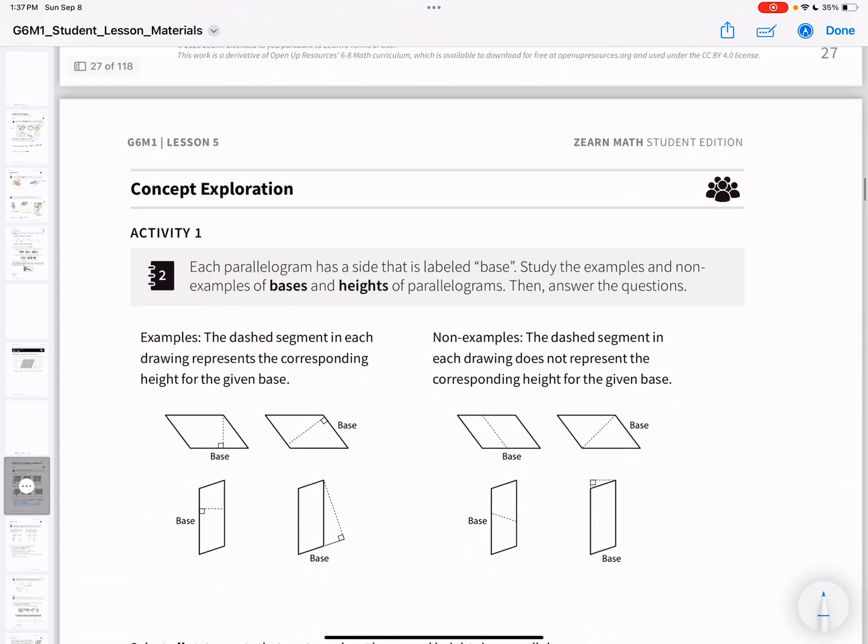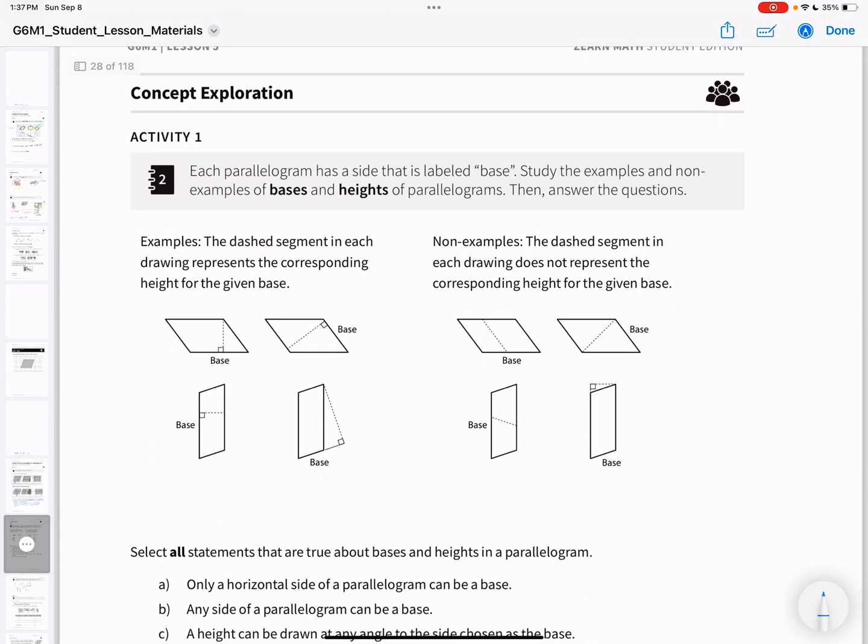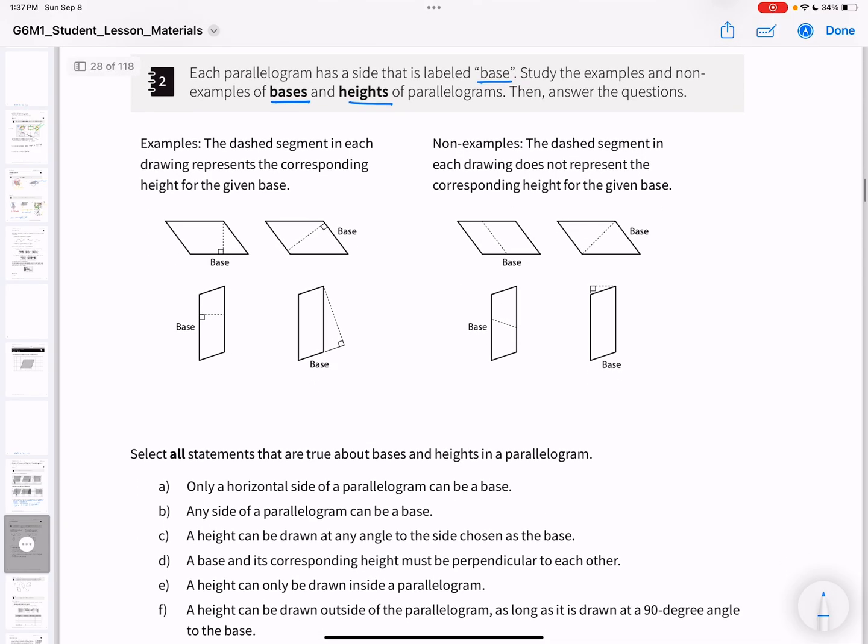All right, let's go to activity 1. Each parallelogram has a side length that is labeled base. Study the examples and non-examples of bases and heights of a parallelogram, then answer the question. The dashed segment in each drawing represents the corresponding height for the given base. So if you notice, we have the base, and then this dashed line right here, and that is the height. So again, we have a base, and then we have the corresponding height. Base, height. Base, height.